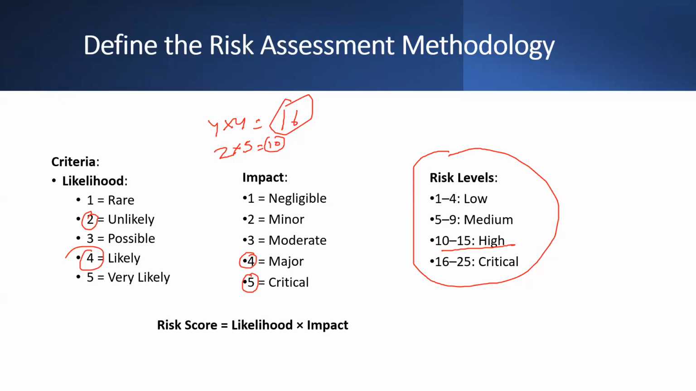So like this, we have kept the categorization. It's up to you what categorization you are using, the 5 by 5 matrix or the 3 by 3 matrix. Over here I'm using the 5 by 5 matrix, keeping it in the range of 1 to 5. Likelihood is rare, unlikely, possible, likely, and almost certain. Impact is negligible, minor, moderate, major, critical. And based on that, we are keeping the risk level as well: low, medium, high, and critical.